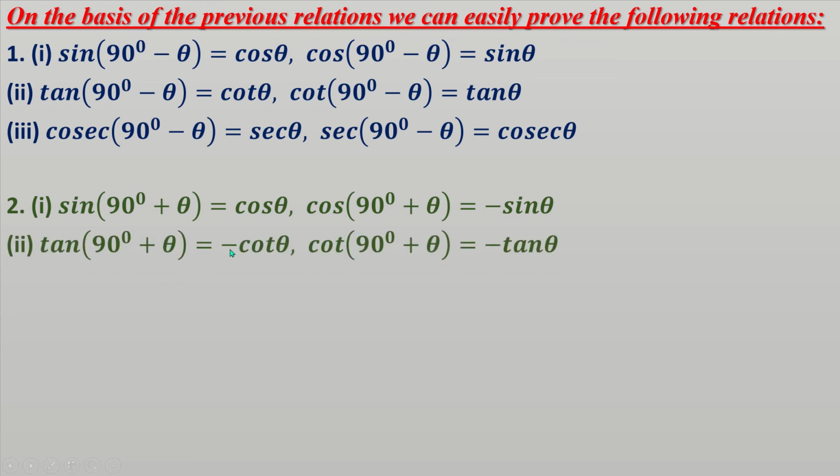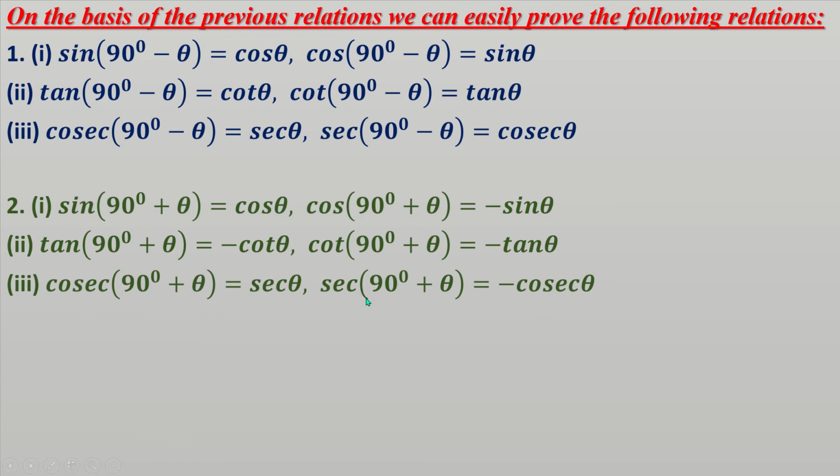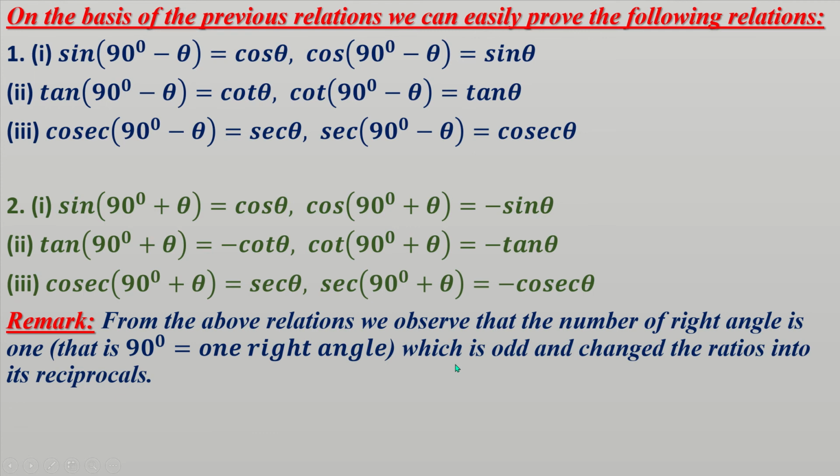Similarly, tan of this equal to minus cot theta, and cot of this equal to minus tan theta. Cosec of this equal to sec theta, and sec of 90 degree plus theta equal to minus cosec theta. And remark this: I have said the number of right angle here is 1, that is an odd number, so the trigonometric ratio will be changed, or reciprocal. Reciprocal means sine will be cos, cos will be sine, and like this the other ratios will be changed. Clear?